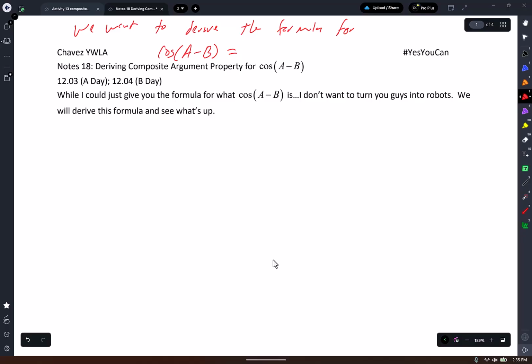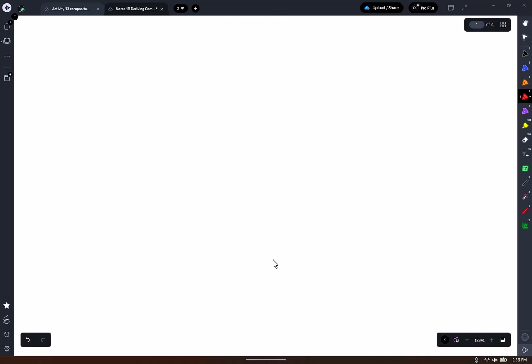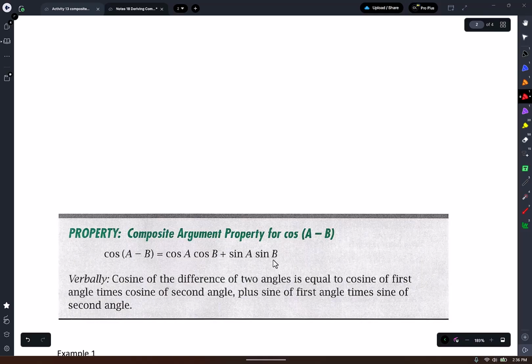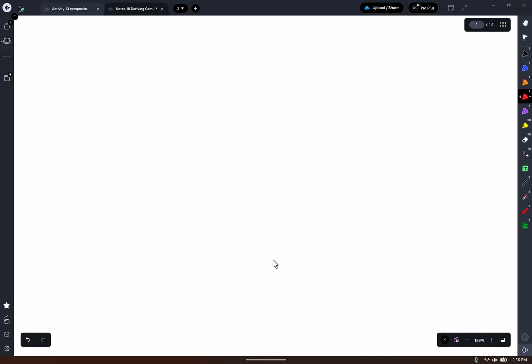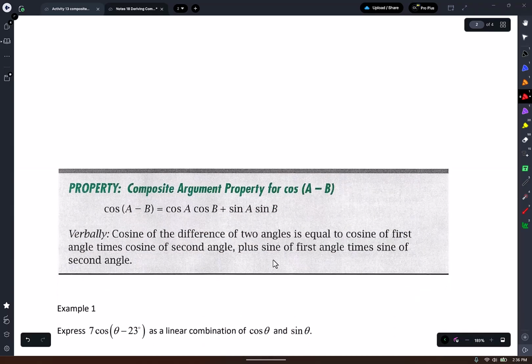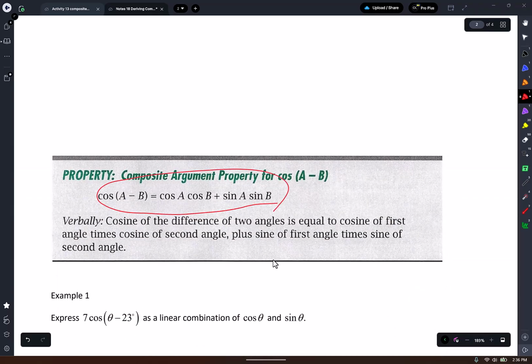So in the end, I want you to be able to know how to use this formula. Cosine A cosine B plus sine A sine B. That's the formula. That's what we're going to derive. And it's right here. Cosine A cosine B plus sine A sine B. But guys, to me, this is just me, everyone's different. Don't you guys want to know where did this come from? Who created that? Why does it work? Don't you guys want to know that? So that's what we're about to do right now.